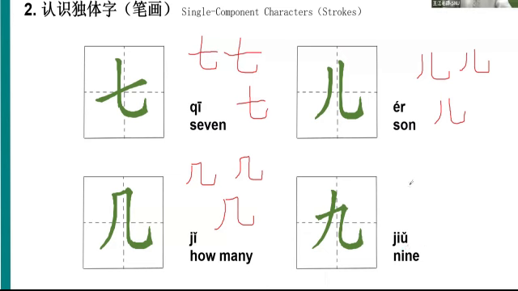Okay, very good. Let's write it together. Left falling, horizontal turning, vertical curved hook. Okay, that is 9. Left falling, horizontal turning, vertical curved hook. Okay, 9. So have you got it? Can you memorize the 4 Chinese characters? Do you know?